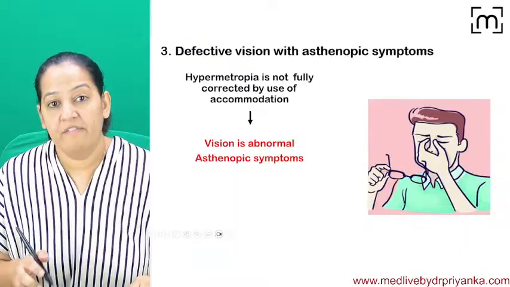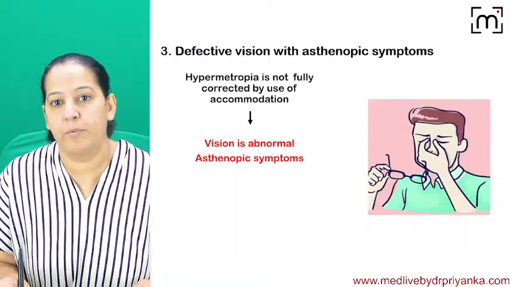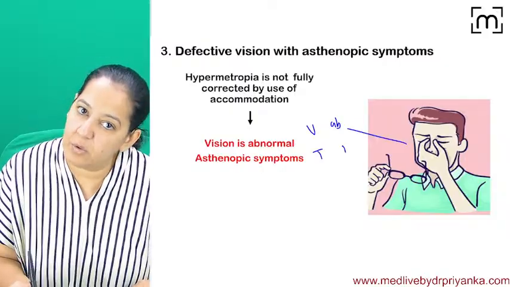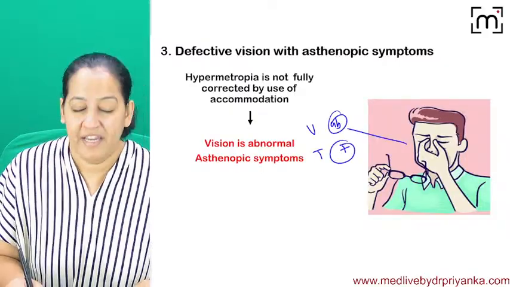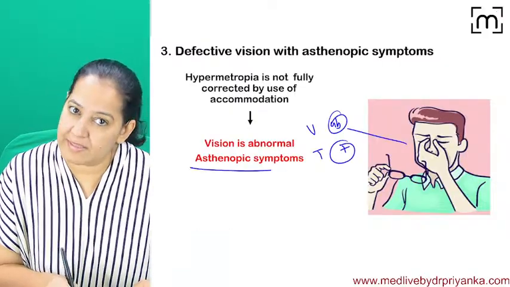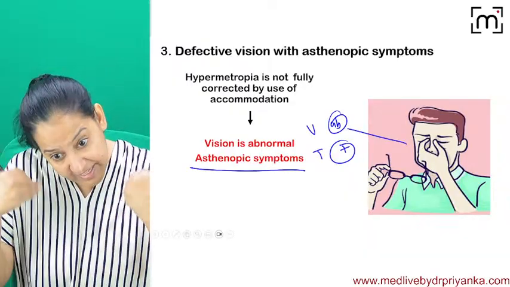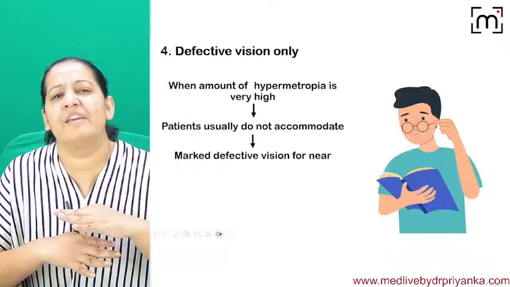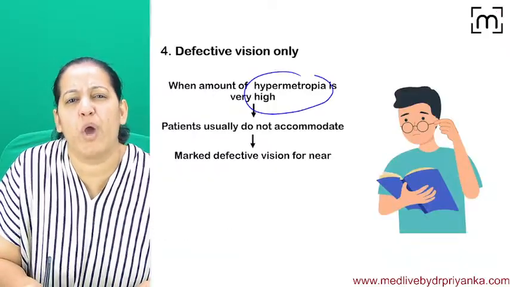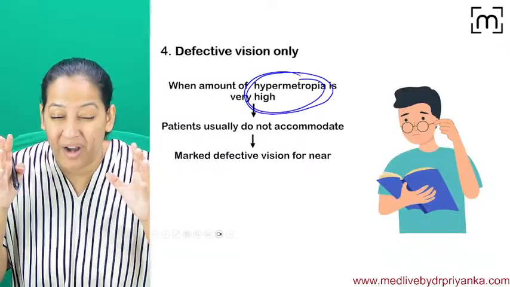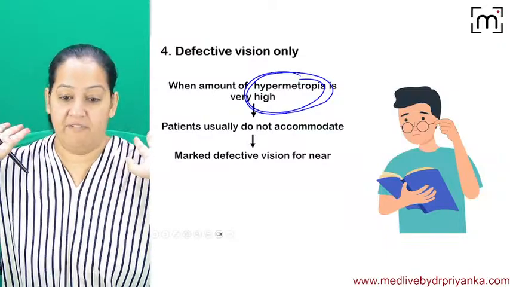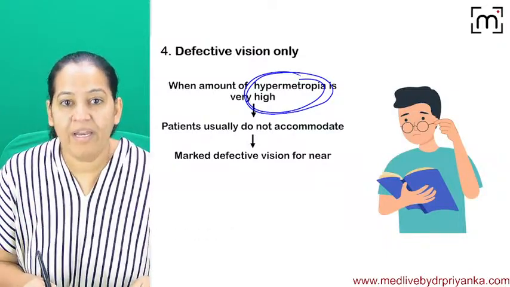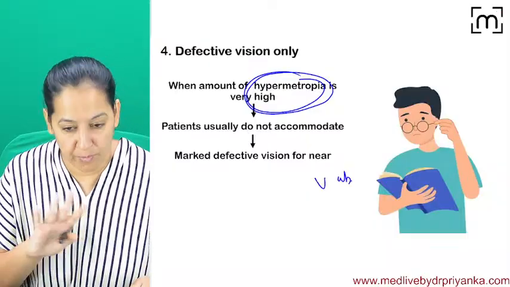Now the third, when it is very severe. Here the person has abnormal vision and tiredness is also present. Both the things are there. Here the person is trying to accommodate, so asthenopic symptoms are there. I get tired, but even after doing that, vision is abnormal. And fourth, when there is severe hypermetropia, when hypermetropia is very high, eyes don't even try to accommodate. The eyes give up, saying I will not accommodate. It's very high. Even after doing so, I cannot accommodate. So here only vision is abnormal and asthenopic symptoms are not there.